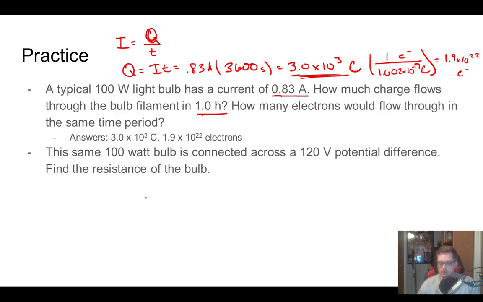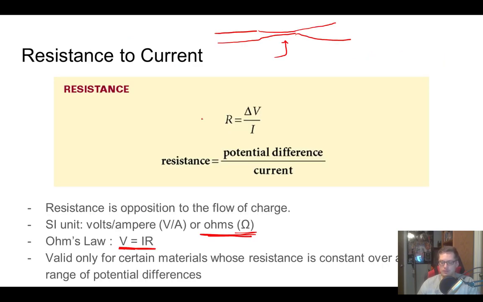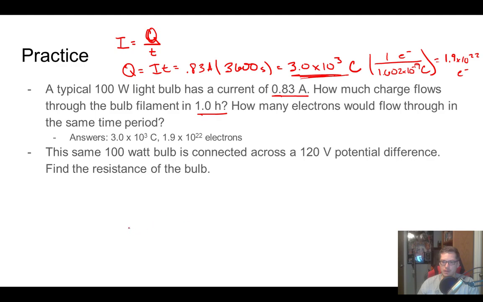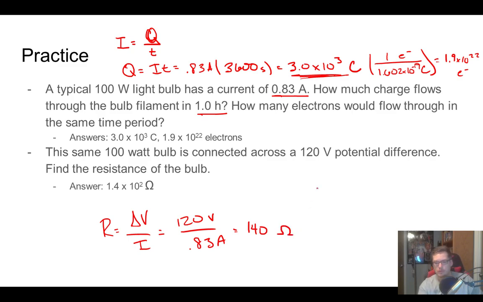Well, R, we just learned that formula right here. R equals delta V over I. So R is equal to change in voltage over I. And so you get 120 volts divided by our current. It's the same current, so it would be our 0.83 amps. So all we have to do is take 120 divided by 0.83, and we get 144.5. How many sig figs? Just 2 sig figs still. So it would be 140. And the units for resistance is ohms, or 1.4 times 10 squared.